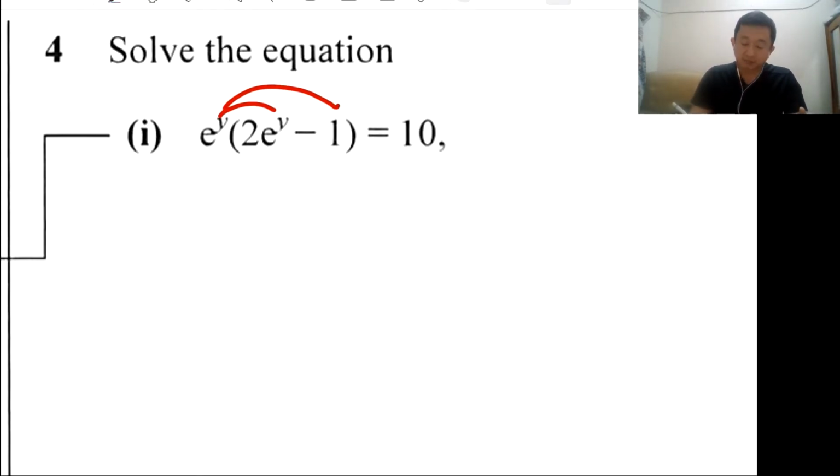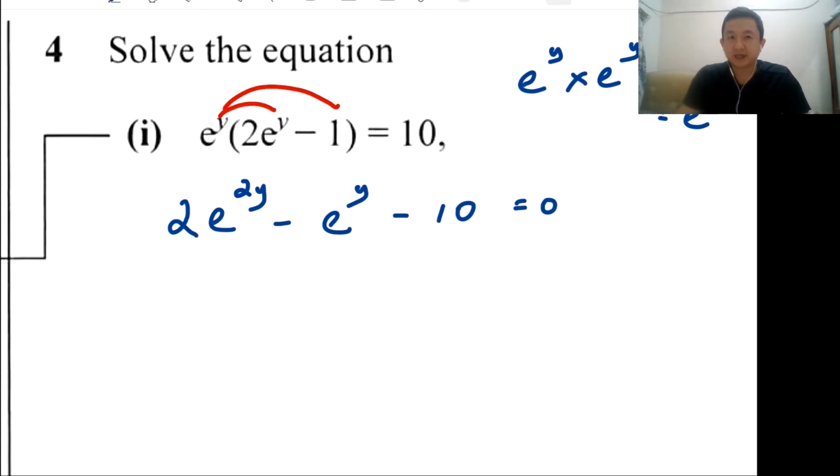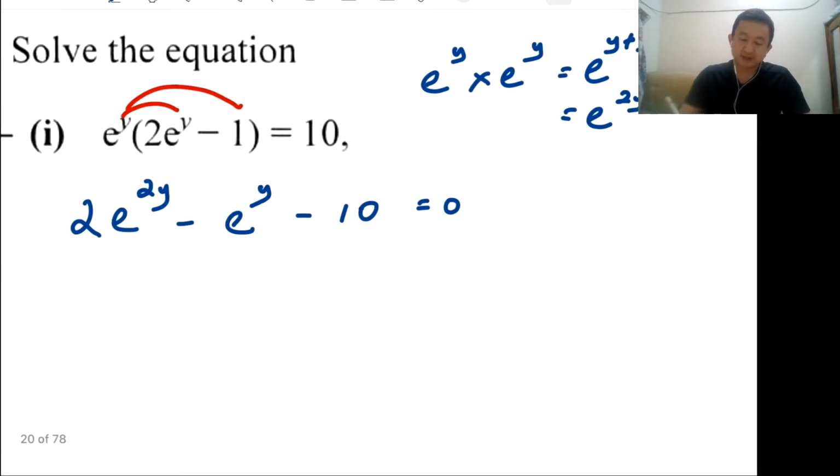e power y times e power y, it is e power of y plus y, which is 2y. So e power of 2y minus e power of y minus 10 equals 0. Why do I bring 10 to the other side? Because I know this is another quadratic equation. It's just that this time around, you are going to let e power of y be your u.